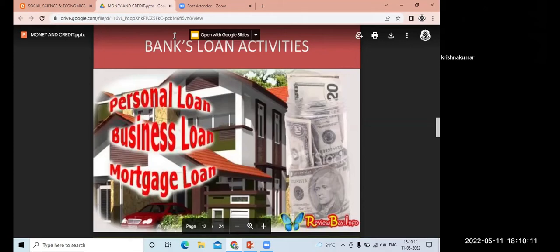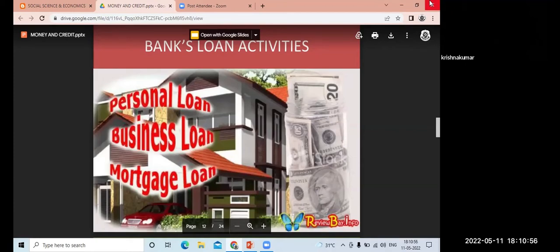Why do the banks ask for collateral? If they are not remitting the amount, we are unable to pay. If the loan is not repaid, the bank can sell out the collateral and recover the loan amount. So for bank safety, the bank will be asking for collateral security. So collateral security comes under terms of credit.